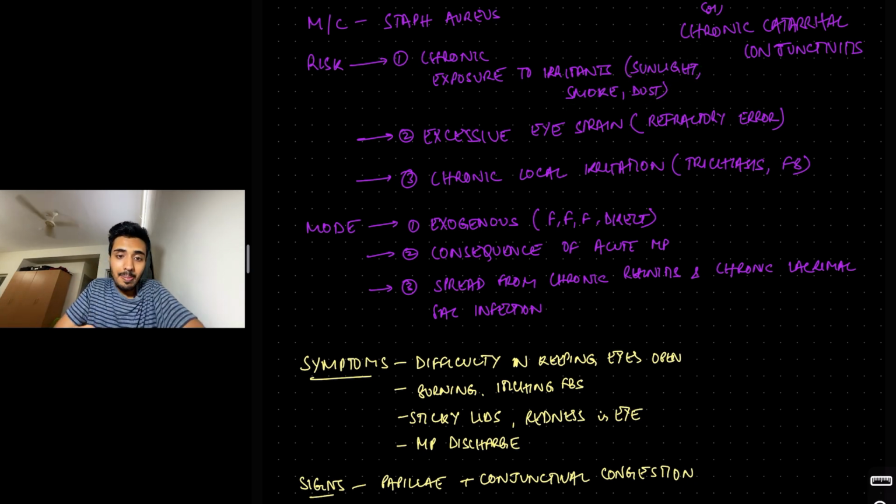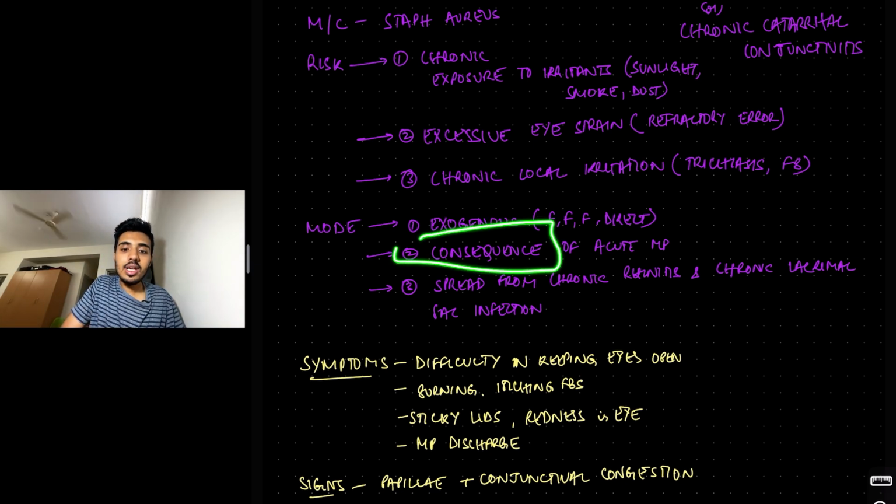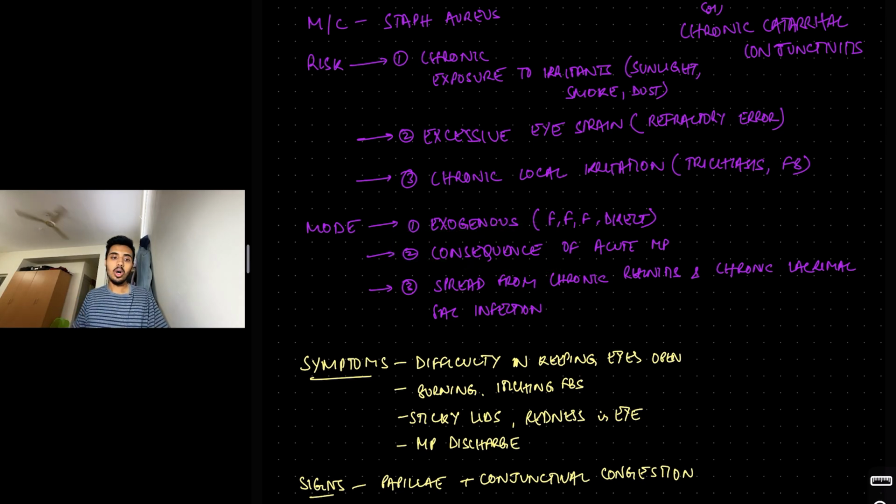And how does it happen? What is the mode of infection? Again, as I told, exogenous, that is either it will come from fingers, flies, fomites, or directly through waterborne or airborne routes. Or acute mucopurulent conjunctivitis, acute bacterial conjunctivitis, becomes chronic catarrhal or chronic bacterial conjunctivitis as a sequela or consequence. Or a chronic infection from the nose, chronic rhinosinusitis, chronic rhinitis, or chronic infection in the lacrimal sac, chronic dacryocystitis, spreads to the conjunctiva, leading to chronic bacterial conjunctivitis. This is the mode of infection.